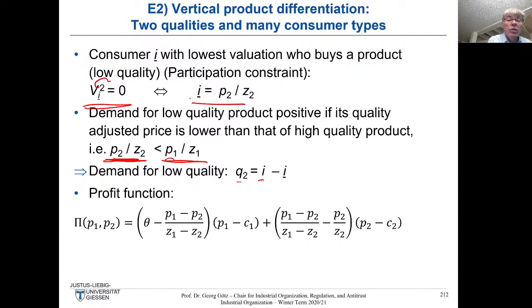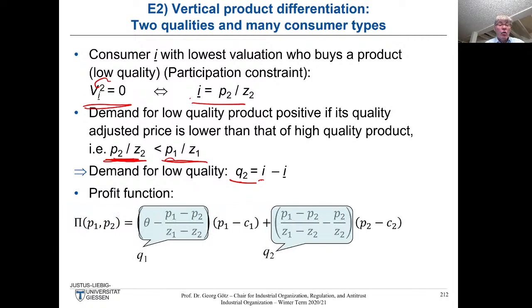Now we have our demand functions, and we just can set up our profit function. What we have here, this first highlighted expression, is simply Q1, which is nothing else than theta minus I. So the quantity times price minus per unit cost. So this would be just per unit profit. The same for product 2. Here the quantity of product 2 is nothing else than I minus I lower bar.